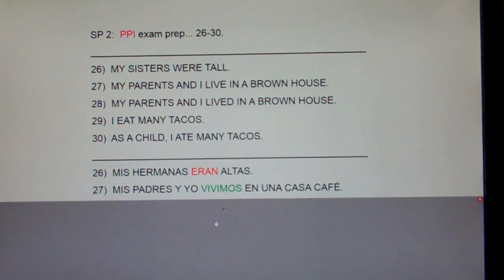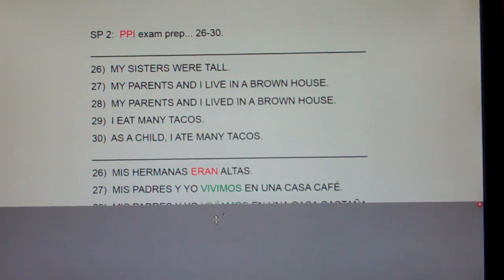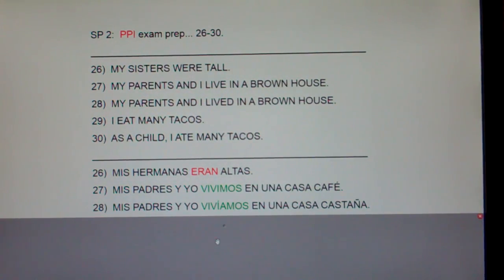28. My parents and I lived in a brown house. Mis padres y yo vivíamos en una casa castaña.